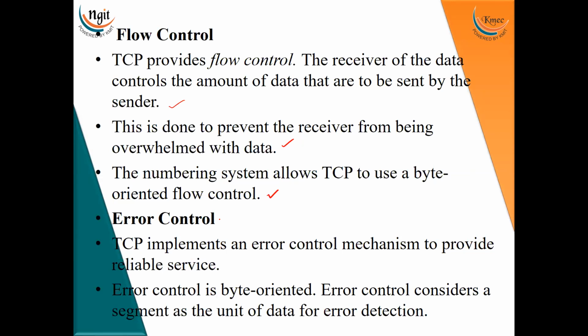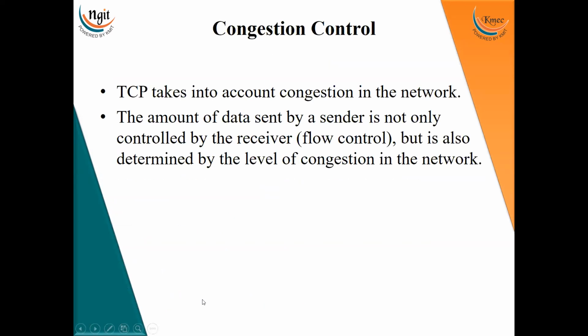And what is meant by error control here? The Transmission Control Protocol is going to implement an error control mechanism to provide a reliable service. Error control is always byte-oriented, and it considers a segment as a unit of data for error detection. What is meant by congestion control? TCP takes into account the congestion in the network. The amount of data to be sent by the sender is not only controlled by the receiver, but is also determined by the level of congestion in the network.